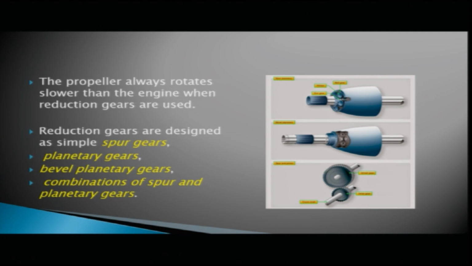The propeller always rotates slower than the engine when the reduction gears are used. So, with the help of reduction gears, the propeller RPM is reduced. Reduction gears are designed as simple spur gears, planetary gears, bevel planetary gears and combinations of spur and planetary gears. So, there are various types of reduction gears. They may be spur gears, bevel gears, bevel planetary gears or a combination of spur and planetary gears.